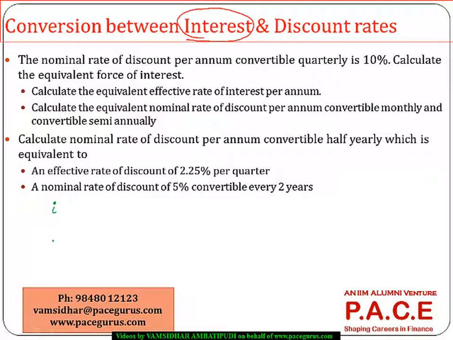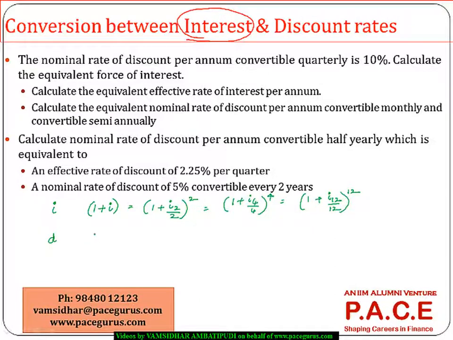The interest rates we are denoting by I, whereas the discount rate we are denoting by the letter D. An annual effective interest rate is I. So this should be equivalent to the semi-annual compounded interest rate, the nominal interest rate convertible semi-annually, I2. This should be the same as the nominal interest rate convertible quarterly, raised to the power 4. Similarly, this should be equal to the nominal interest rate convertible monthly, to the power 12.